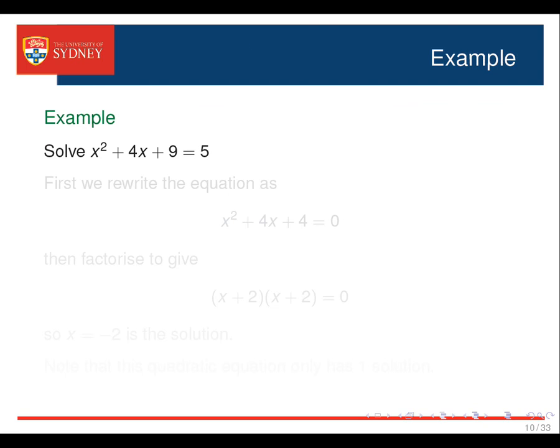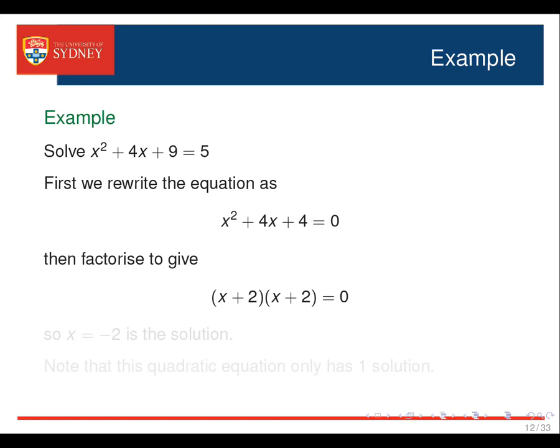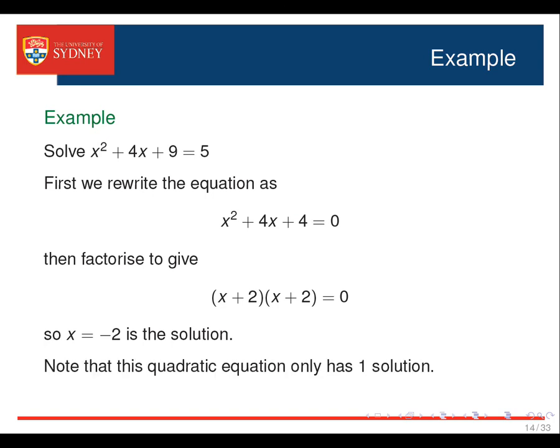Consider another example. Find x such that x squared plus 4x plus 9 equal to 5. Here the quadratic equation is not in the standard form, so we can rewrite the equation so the right-hand side is 0. In doing so, we get x squared plus 4x plus 4 equals to 0. Then factorize the left-hand side to get x plus 2 times x plus 2 equals to 0. Here x plus 2 must be 0, and so x equals to minus 2 is the solution. As you might have noticed, this is the only solution.